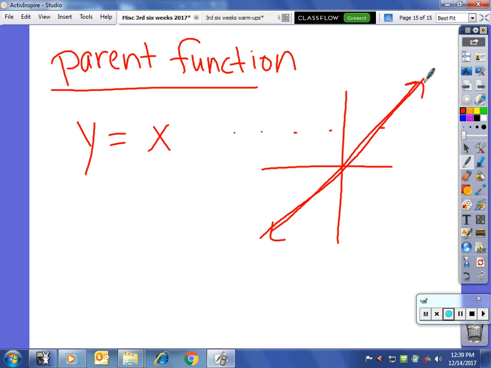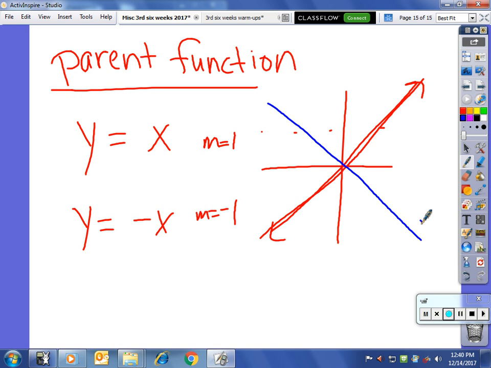Make the slope a negative. If I wanted to compare y equals x to y equals negative x, the negative sign does not change the steepness, because I went from a slope of 1 to a slope of negative 1. So the steepness is not going to be affected. What's affected? The direction. The new line, I'm going to write it in blue, the y equals negative x, is now going down instead of up.